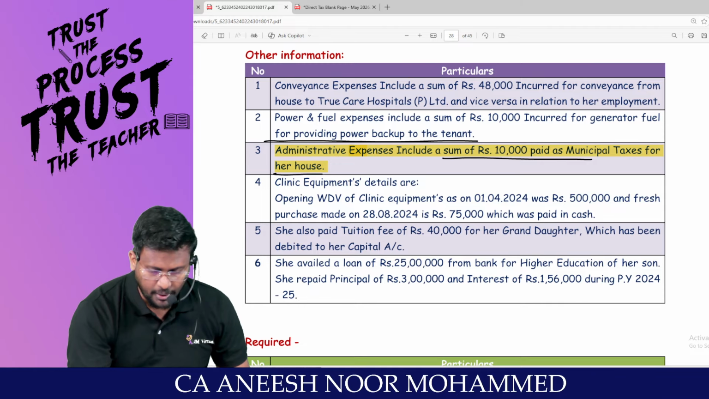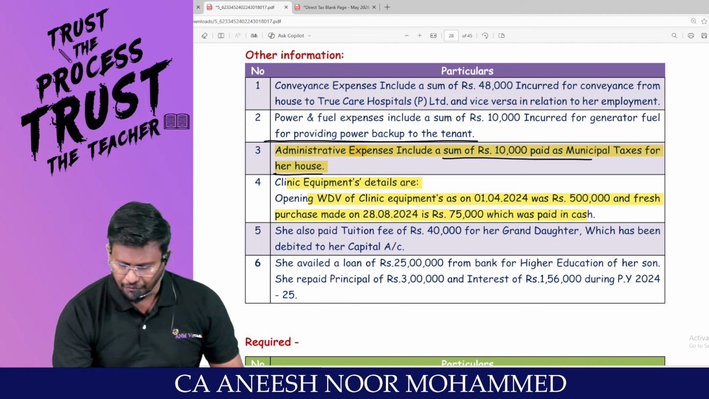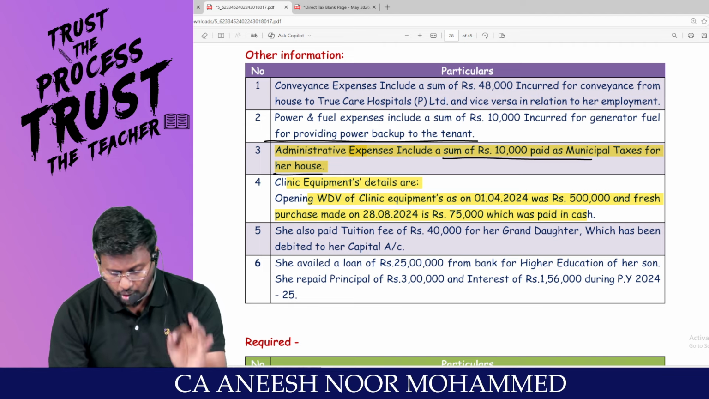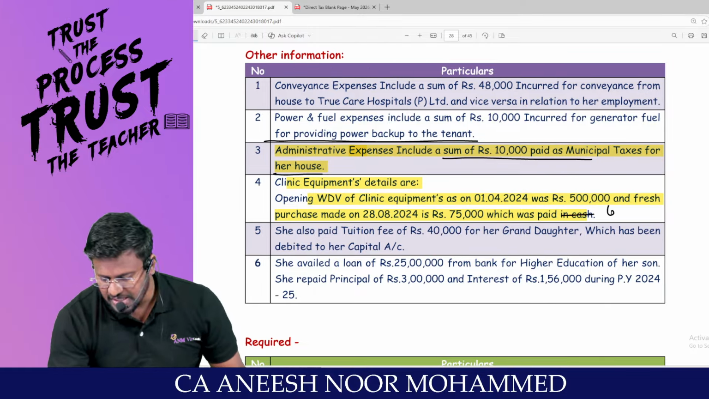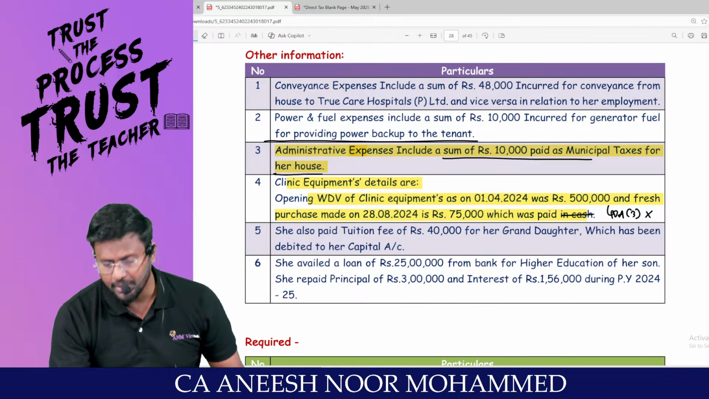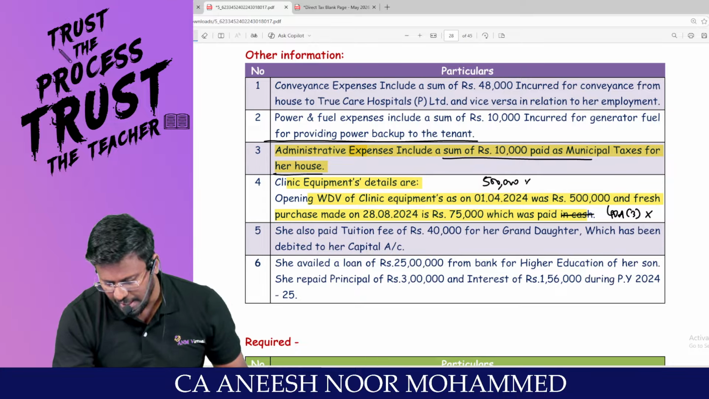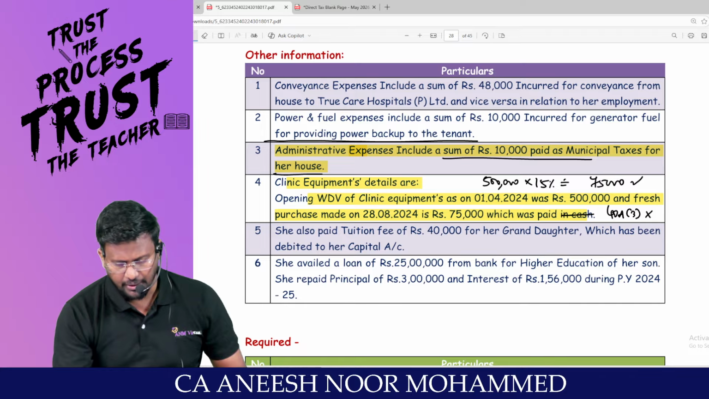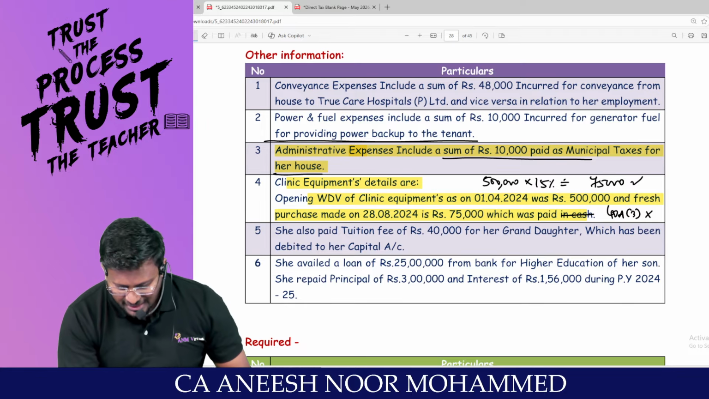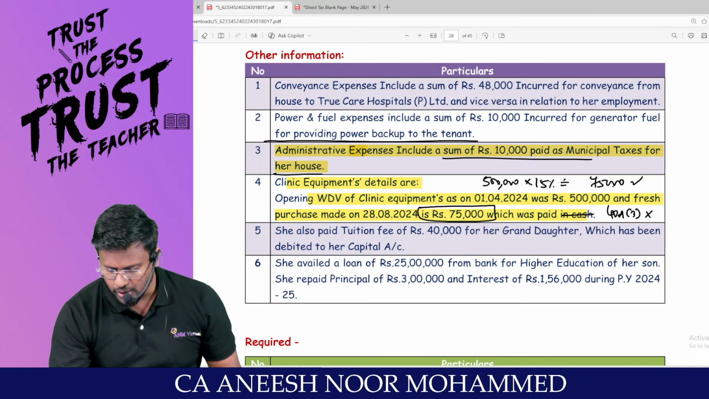This is for the purpose of calculating depreciation. Opening WDV of the clinic equipment was 5 lakh. Fresh purchases made on 28/8 was 78,000, which was paid in cash. That's it. Section 40A subsection 3 will be applicable. No depreciation will be provided. That means you have to calculate 5 lakh into 15%, which comes to only 75,000 depreciation that can be allowed. For this cost of 78,000, no depreciation will be allowed. Don't get confused with this 75 and this 78.